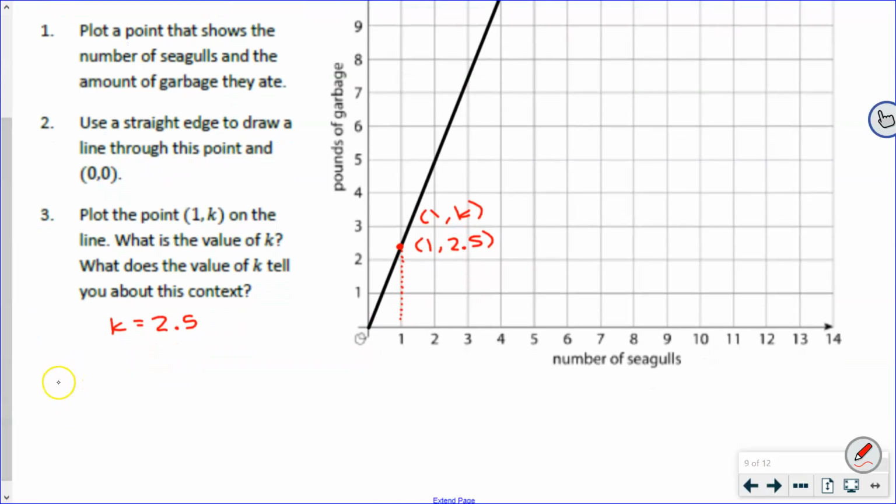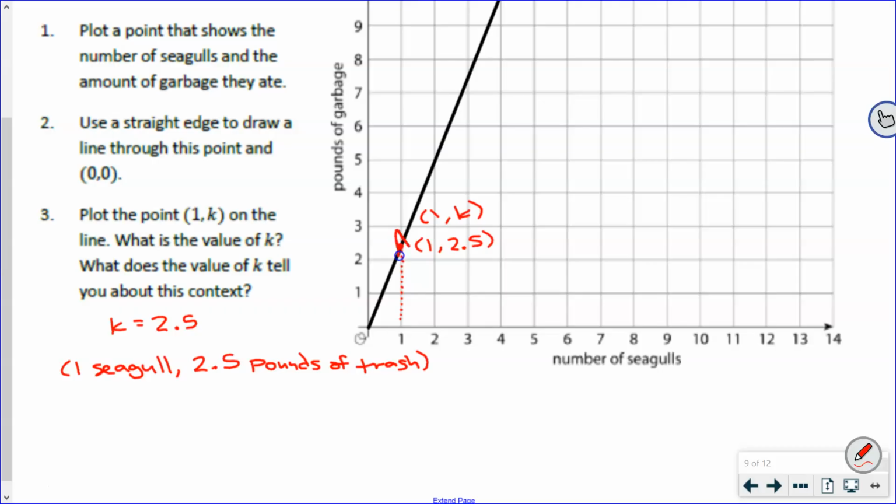What does it tell us about this context? Well, think about that. What does the 1 represent? 1 seagull. What does the 2.5 represent, Emma? The amount of trash. Exactly, how much? 2.5 pounds of trash. So how much is 1 seagull eating? That's a lot, right? Like I said, I don't know if this is real, but holy cow, that seems crazy.